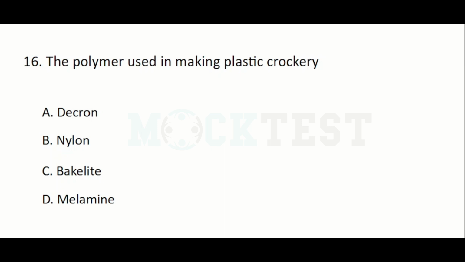Next, the polymer used in making plastic crockery. Option A Dacron, Option B nylon, Option C bakelite, Option D melamine. The polymer used in making plastic crockery is Option D melamine.